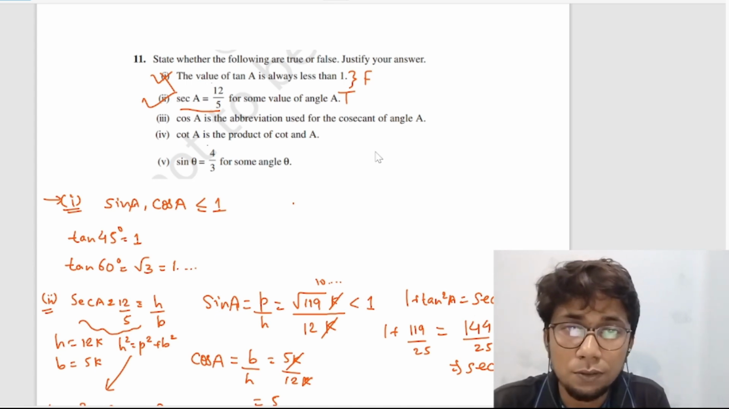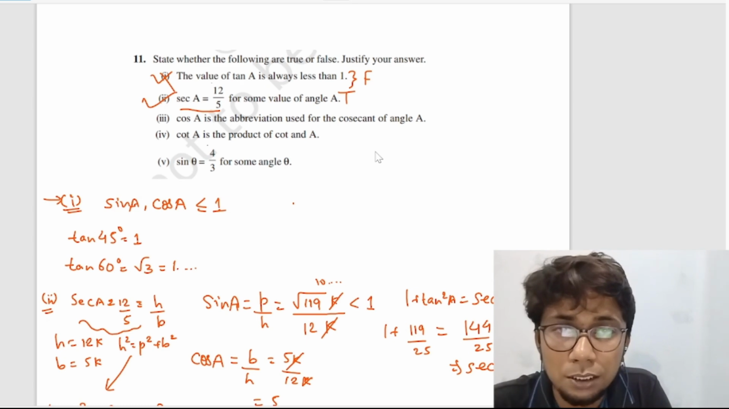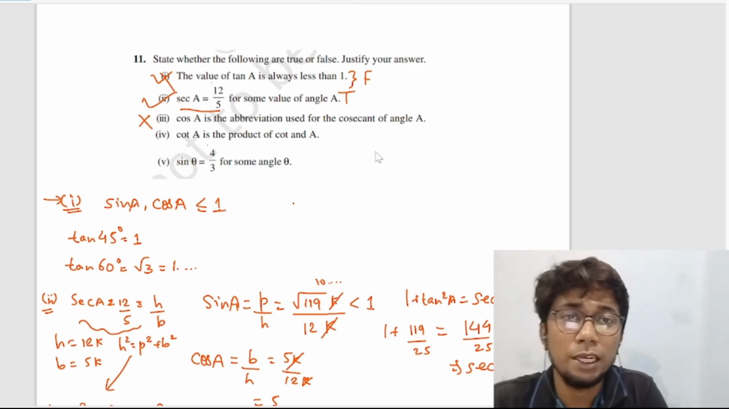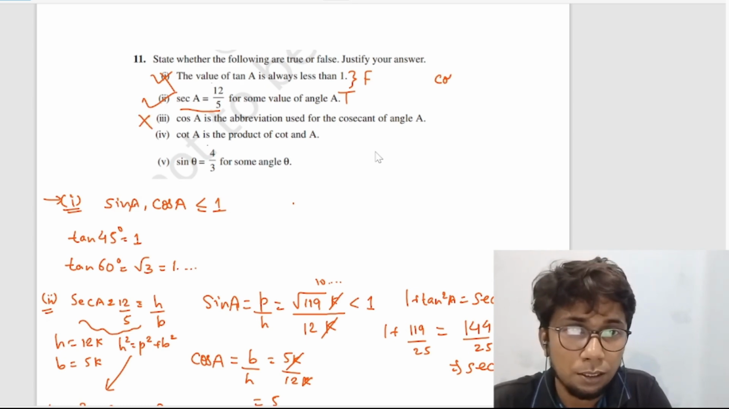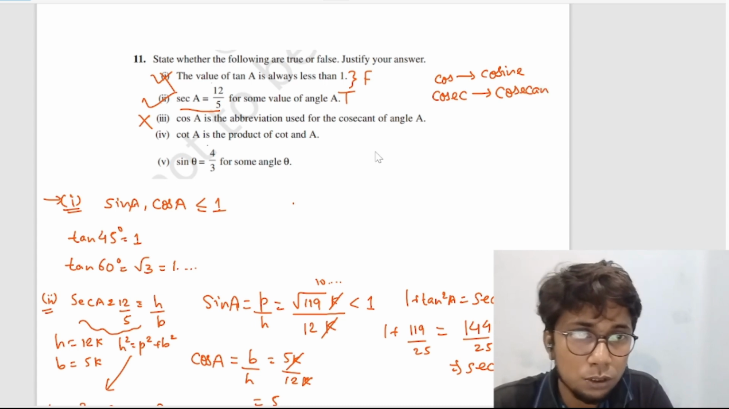Now what is the next one? Cos A is an abbreviation used for cosecant of angle A. So this is of course false, because cos A is used for cosine, and for cosecant we have cosec. So this is obviously false.